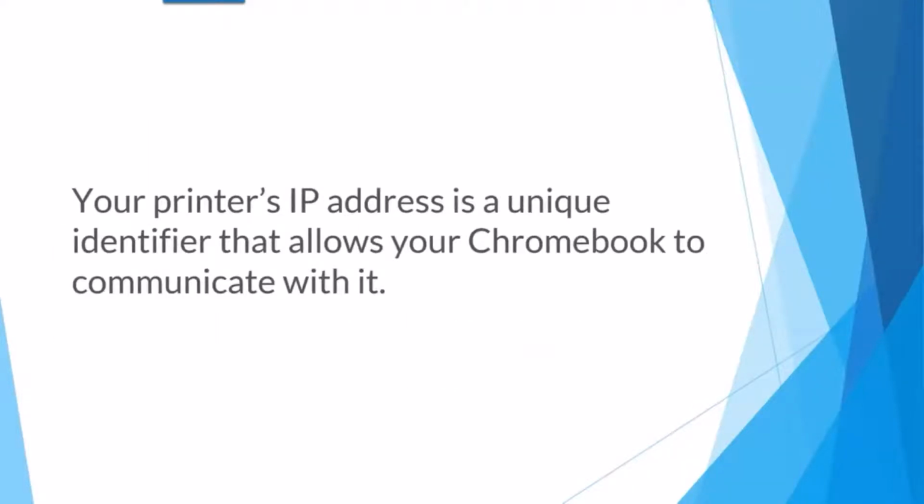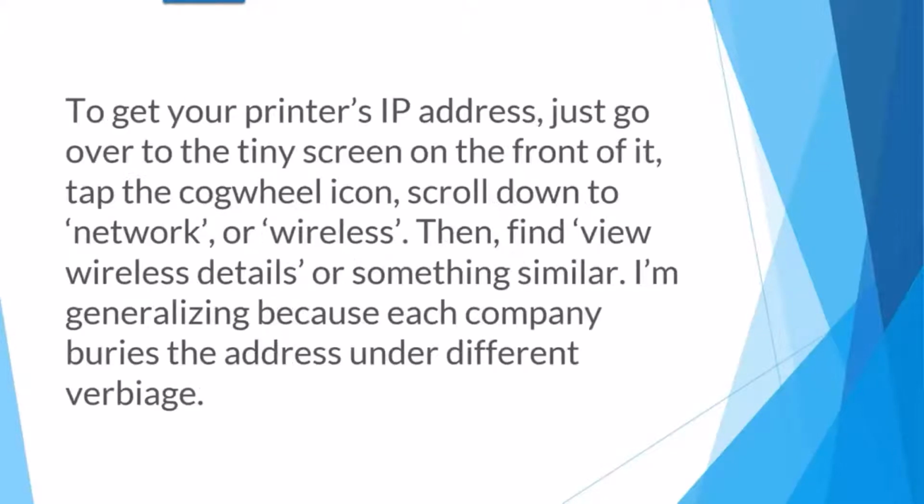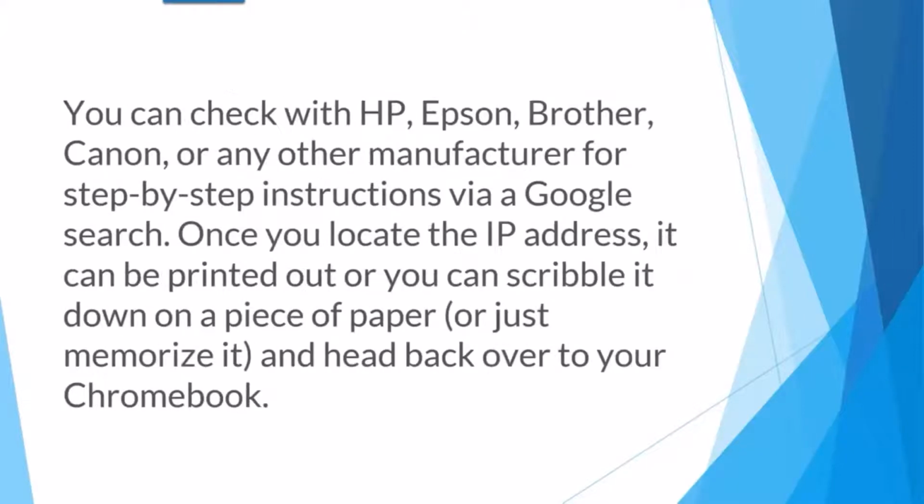Your printer's IP address is a unique identifier that allows your Chromebook to communicate with it. To get your printer's IP address, just go to the tiny screen on the front of your printer, tap the cogwheel icon to scroll down to Network or Wireless, and then find View Wireless Details or something similar. I'm generalizing because each company buries the address under different verbiage. You can check with HP, Epson, Brother, Canon, or any other manufacturer for step-by-step instructions via a Google search.